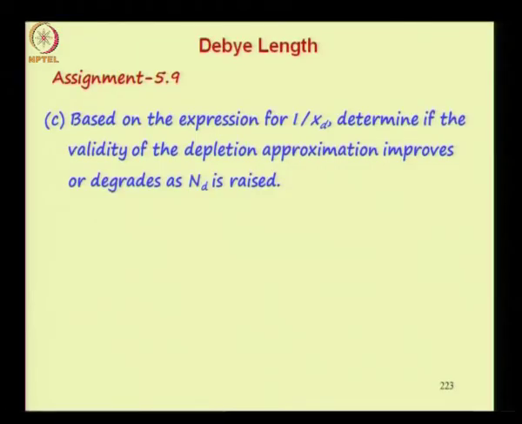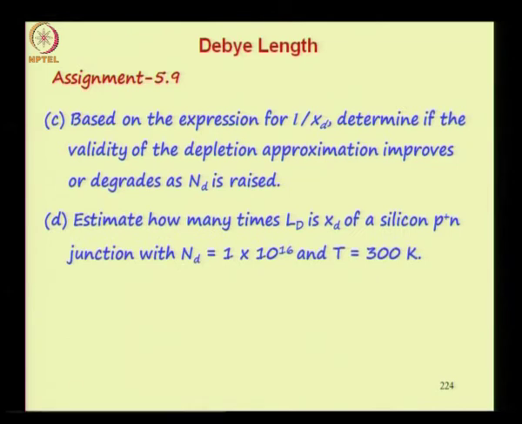So based on the expression for the ratio L by xd, determine if the validity of the depletion approximation improves or degrades as Nd is raised. Estimate how many times LD is xd of a silicon p plus n junction with Nd equal to 1 into 10 power 16 and temperature 300 K.